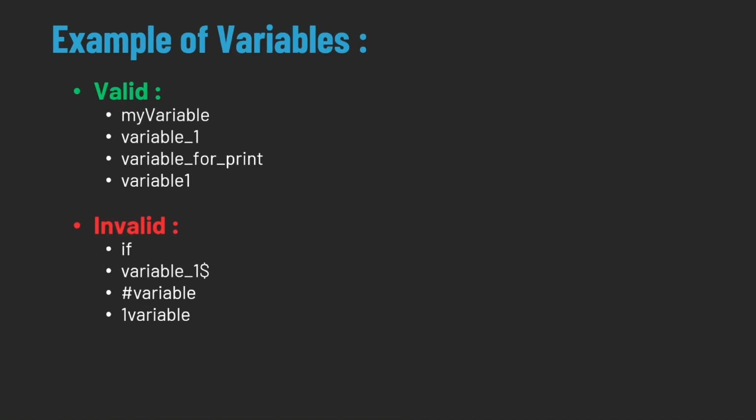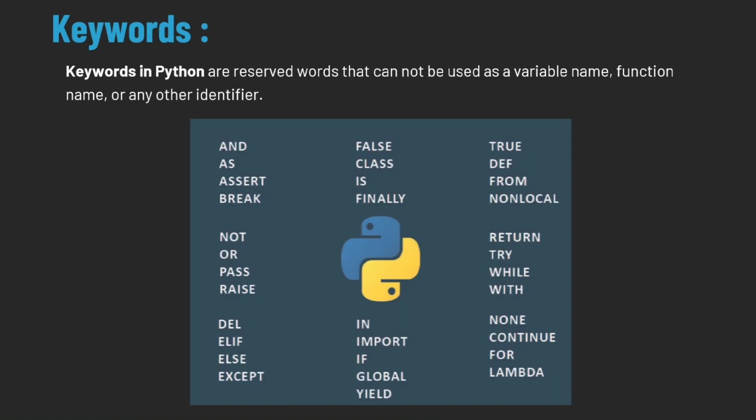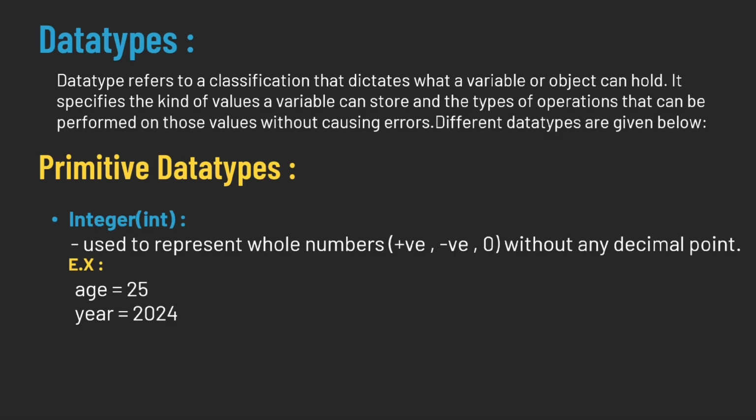Coming to the examples, the following examples show whether a variable name is valid or not. Keywords. Keywords in Python are reserved words that cannot be used as a variable name, function name, or any other identifier, such as and, as, assert, break, false, class, etc.